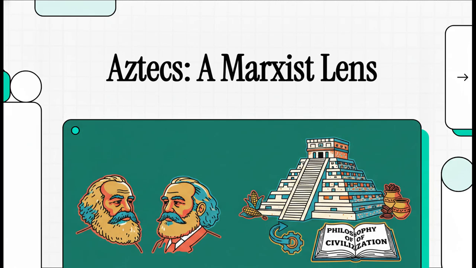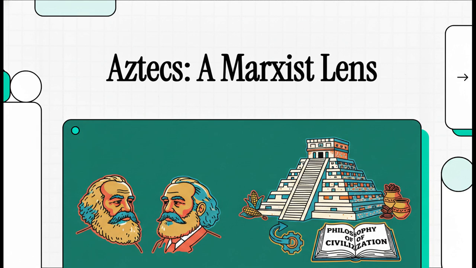Welcome to this explainer. Today, we're taking a deep, pretty mind-bending dive into the past, but we're going to be looking at it through a very specific, carefully constructed window. We're exploring how Karl Marx and Friedrich Engels viewed the mighty Aztec Empire. So we aren't looking at this through the lens of modern archaeology today.